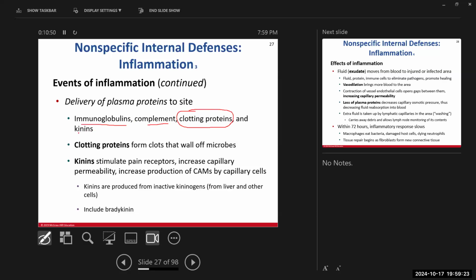And then, of course, we talked about the effect of kinins there, how they affect the pain response and whatnot, and they help promote the clotting effect there. All right, so clotting proteins, just talked about that. We're going to separate out and keep those microbes from getting into our bloodstream. And then our kinins here, pain receptors, but what else are they going to do? They're going to also make your blood vessel leaky, and they're also going to make more CAMs, which makes our endothelium sticky. All right, sticky.